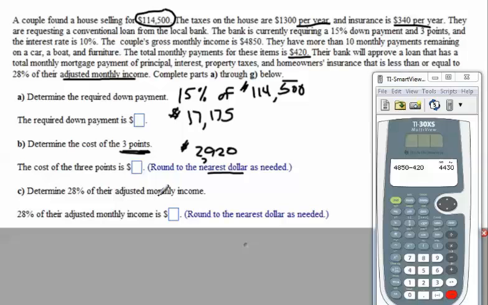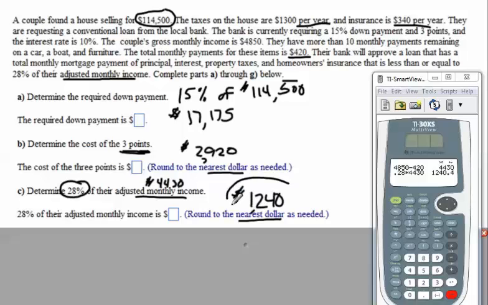So their adjusted monthly income is $4,430, and we want 28% of that, so we're going to go 0.28 times 4,430. And rounded to the nearest dollar, we get $1,240. So we do not want their monthly payments for their house to be more than that.